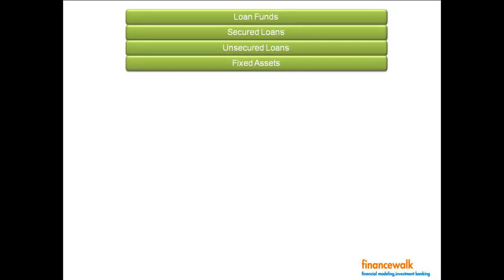Fixed assets. What are fixed assets? Fixed assets are those assets that a company owns for use in its business. The kind of fixed assets a company would own would vary enormously from company to company. A manufacturing company's major fixed assets would be its factory and machinery, whereas that of a service industry would be its office building.